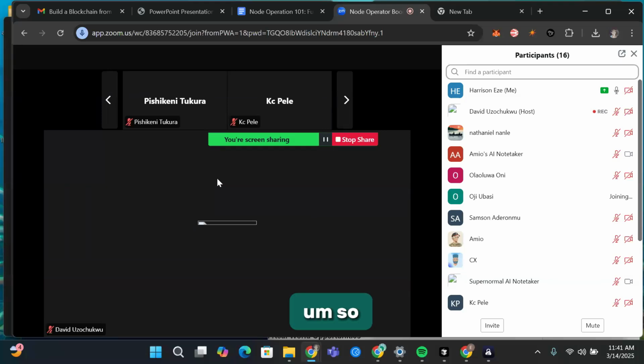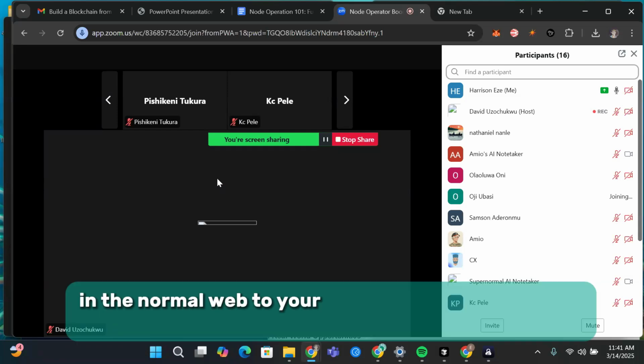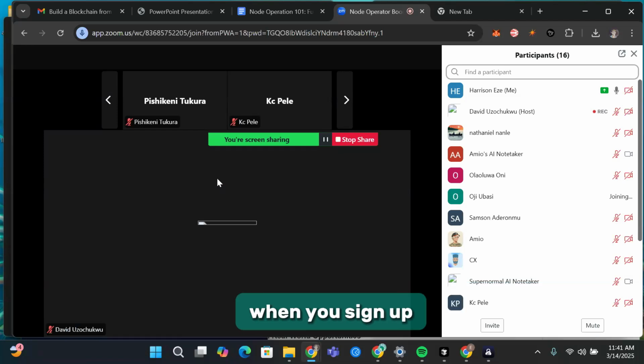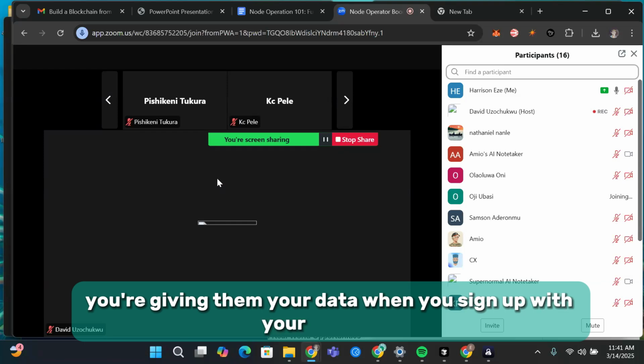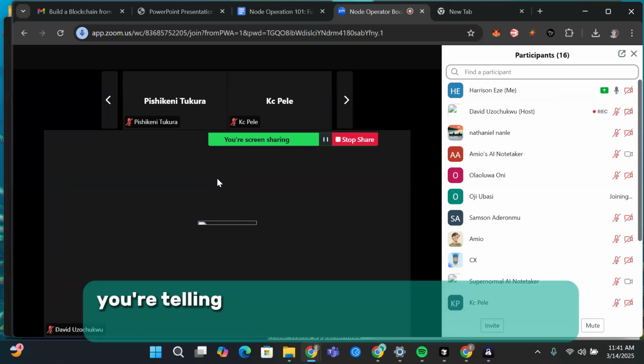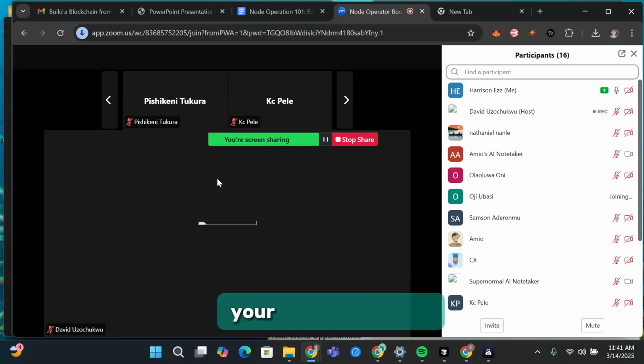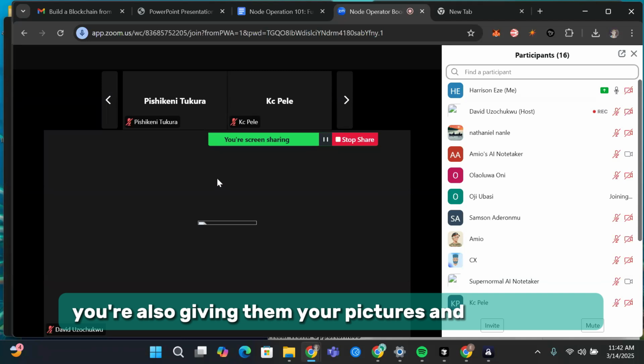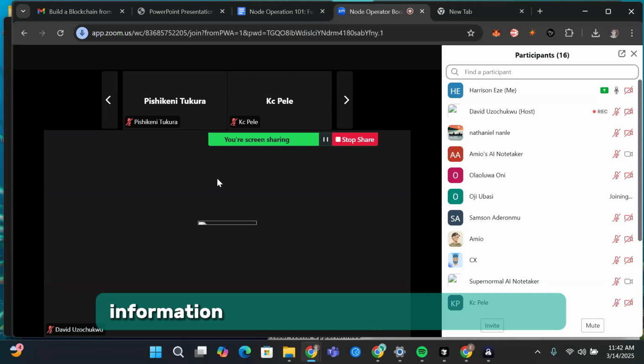Traditionally, in the normal Web 2, your social media platforms like WhatsApp and Facebook, when you sign up, you're giving them your data. When you sign up with your email, you're telling them your name, you're giving them your email address, your date of birth, and also if you choose to upload your profile picture, you're also giving them your pictures. And all of this information is stored in a centralized database.